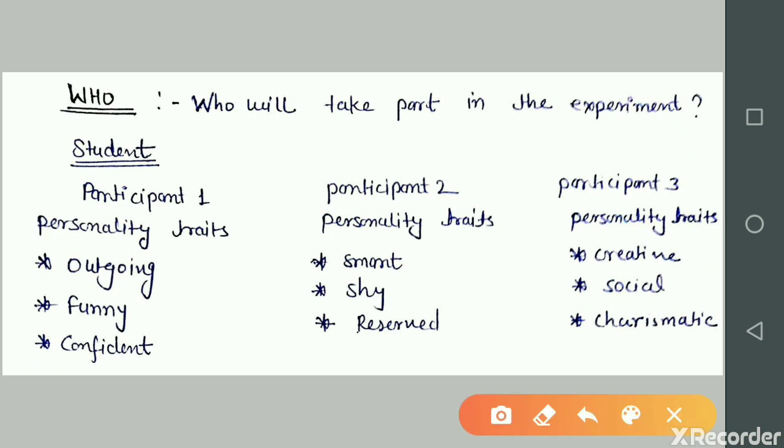And next one is who. Who is simply who will take part in the experiment. There we have an example of students. We have 3 students: participant number 1, 2, and 3. The first participant's traits are outgoing, funny, and confident. Participant number 2's personality traits are smart, shy, and reserved, and the third participant's personality traits are creative, social, and charismatic.